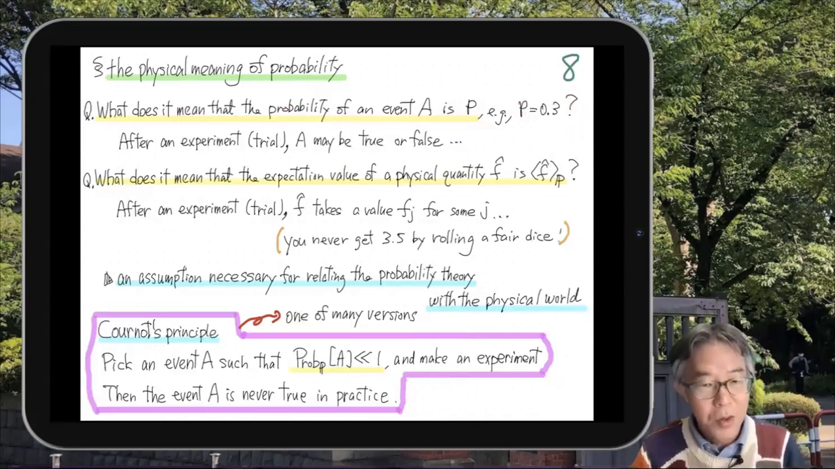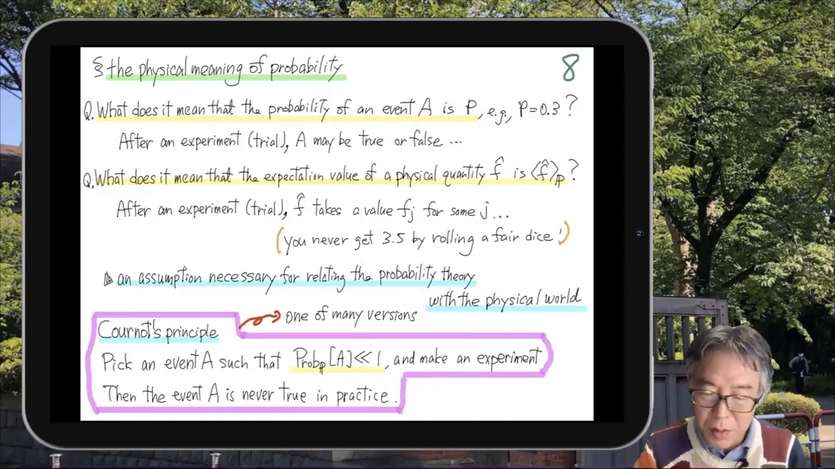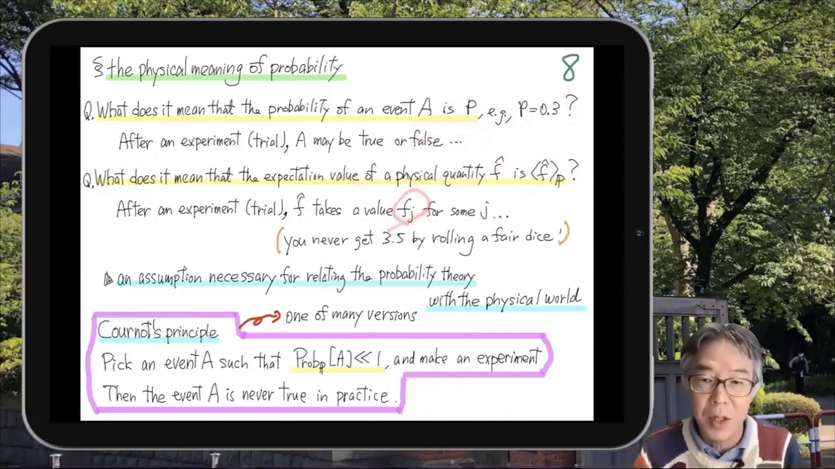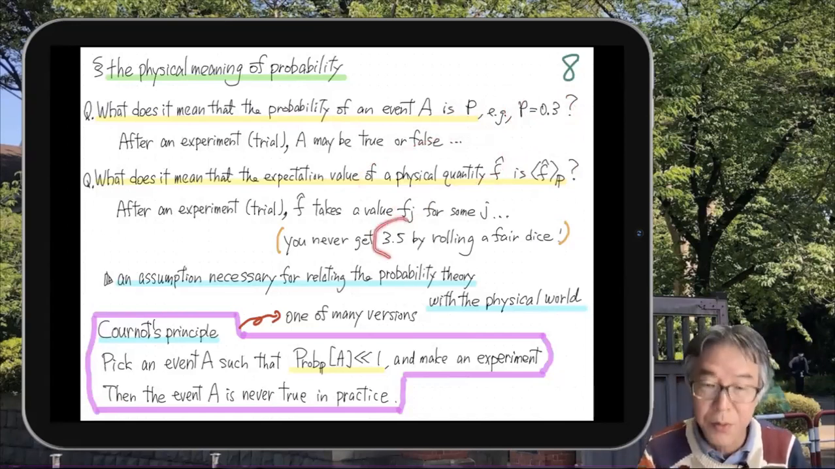Then you say, well, 30% is not a small number. But anyway, it will explode, or it won't explode if you do an experiment. What does this number 0.3 mean? Or you can ask, what does it mean that the expectation value of a physical quantity F is this number? I mean, if you again make an experiment, then you get a single number f_j, okay? If you throw a dice, you never get 3.5, which is the expectation value, okay?